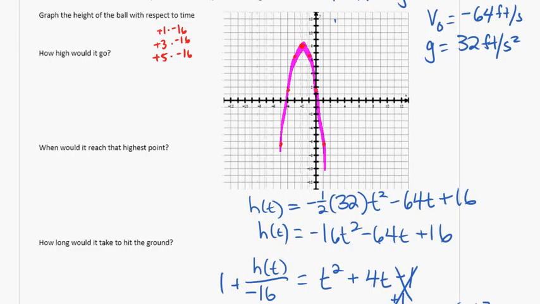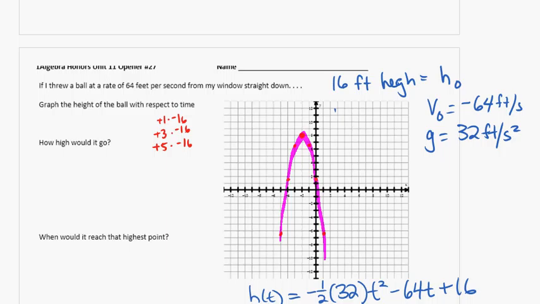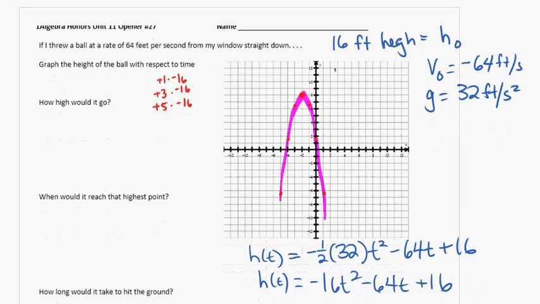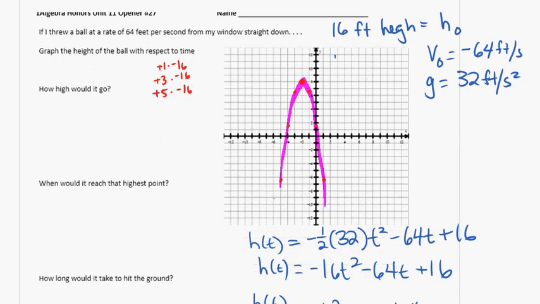So how high would it go? Well, does it really get up to 80, right? Because that's my vertex. My vertex is at 80. Does it get to 80? No. Reading this problem, it starts at my window at 16 and goes straight down. Theoretically, if I threw a ball a bunch of seconds earlier, it would have gone up to 80 and then started falling faster and faster and faster until it got to the point where it was at my window, traveling at 64 feet per second.